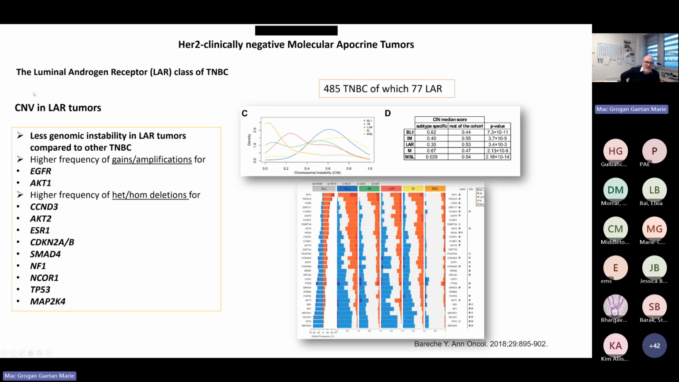Concerning DNA copy number variations in LAR tumors, there is less genomic instability in LAR tumors compared to other triple-negative breast cancers, with a higher frequency of gains and amplifications for EGFR and AKT1, and a higher frequency of deletions for different sets of genes, such as TP53.